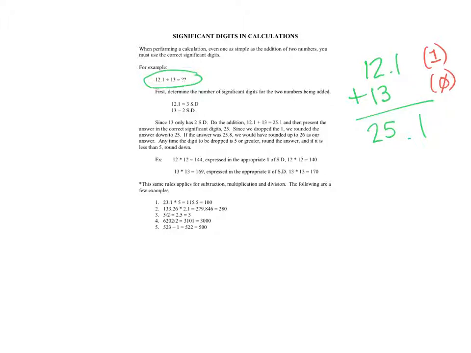You go with the lesser of the two. So my final answer here needs to be rounded up or down to match that lowest number past the decimal. So the answer would just simply be 25.